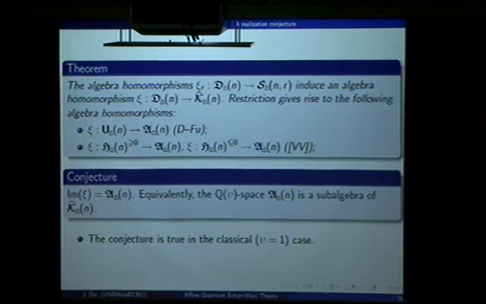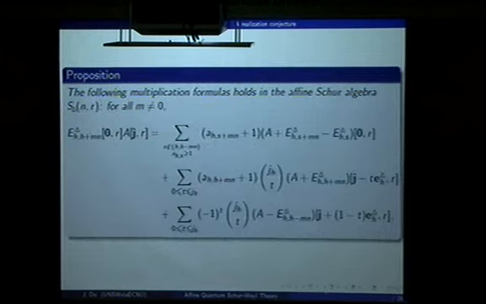So why is this true? Let me explain why this is true. That's based on the following theorem. You see, when we look at the affine Schur algebra, d equals 1, not the q-Schur algebra, then you can find explicit multiplication formulas, which is the BLM, right? That's a version for the classical case.